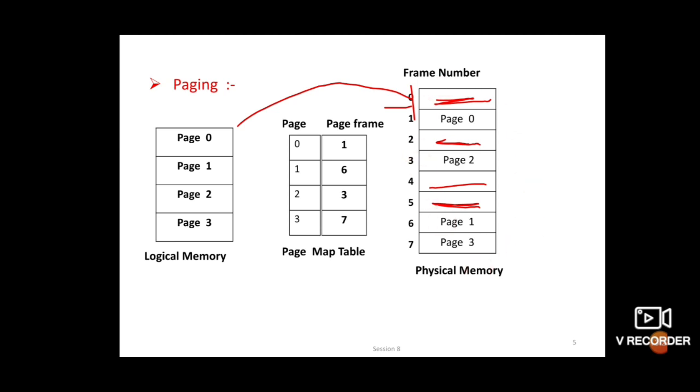Understood, student? And one more thing to always remember: page size is always a power of 2. Page size is always a power of 2, meaning 2, 4, 8, 16, like this. Okay? Understood what is paging? Now let us see the statement.